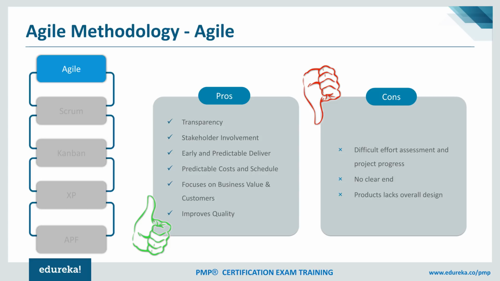There are a few cons as well. It's very difficult to do effort assessment and track project progress. So sometimes what happens is that when we work in an Agile way, it's very difficult to estimate when the project is going to end as such, because we just go on working as long as we have requirements in the backlog, the product backlog as we call it. And the overall design or overall architecture we never define upfront, so it keeps evolving. So at times people find it difficult in the beginning, but as they go on working, they would certainly get a lot of benefits out of this way of working.